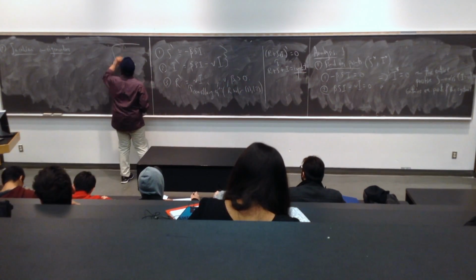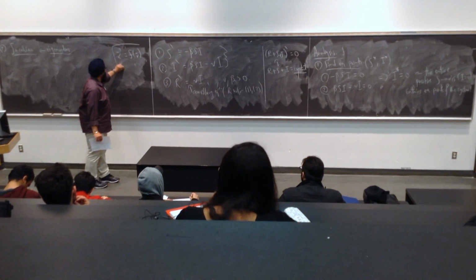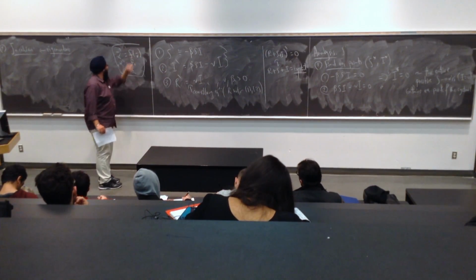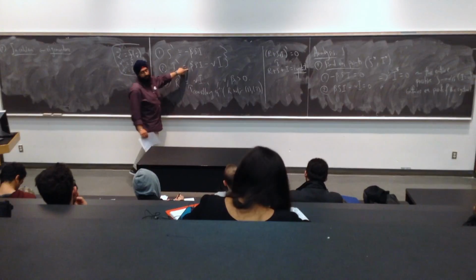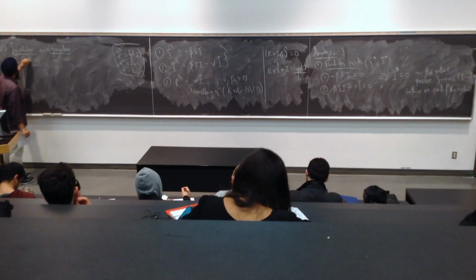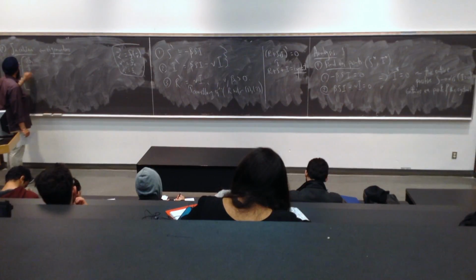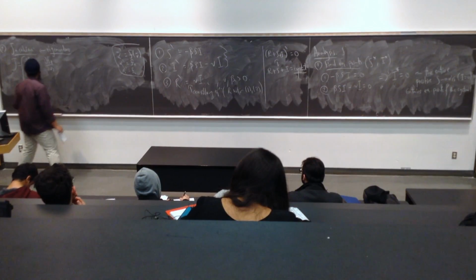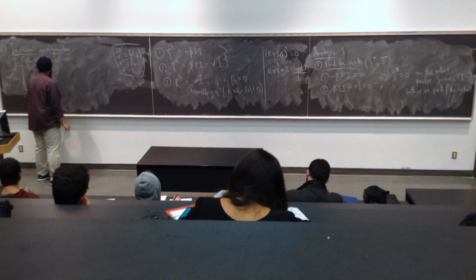Because remember, the general form is x prime is equal to f(x). So x1 prime is equal to f1, x2 prime is equal to f2. In this case, x1 is S, x2 is I, and f1 is this, f2 is this. So then the Jacobian matrix is what? It's partial f1 partial x1, partial f1 partial x2, partial f2 partial x1, partial f2 partial x2.